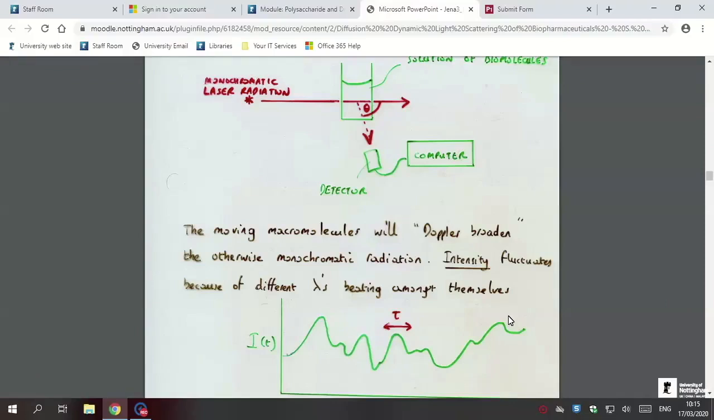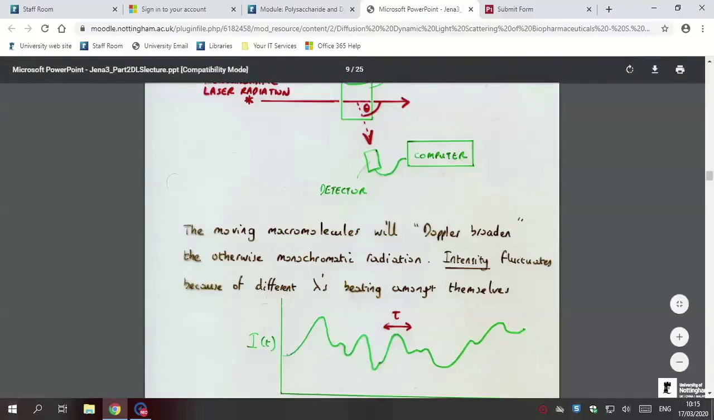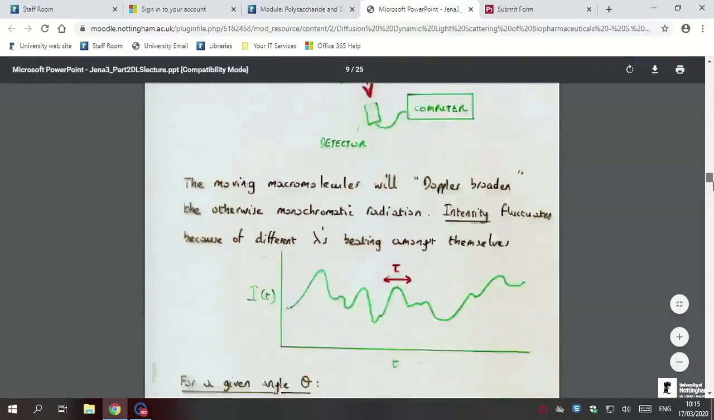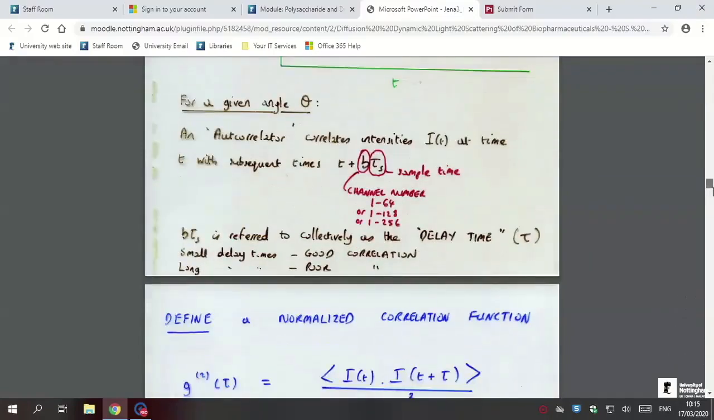From your point of view, you can just think, well, the molecules are moving about, therefore the intensity changes. Is that satisfactory? But the real explanation is in terms of this Doppler effect caused by the absorption and emission of waves, and the fact that they're all moving about and the detector is stationary, and you get this change in frequency. Different frequencies all very close together, which cause this intensity fluctuation. And how fast this fluctuates depends on the size of the particle.